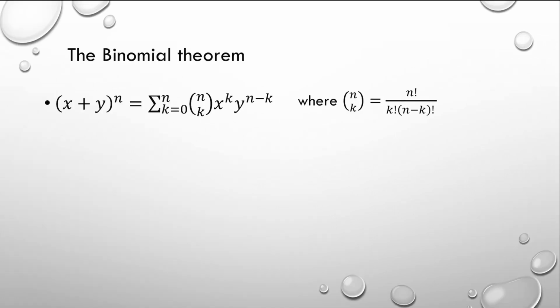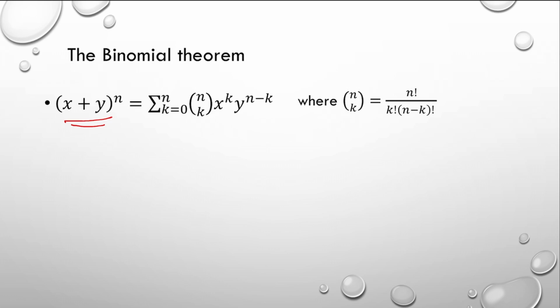Well, my friends, here it is, the binomial theorem. It says that if we want to expand (x + y)^n, then the answer would be the summation k equal to 0 till n of n choose k times x to the power k times y to the power n minus k, where n choose k is equal to n factorial upon k factorial into n minus k factorial. Hard, isn't it?